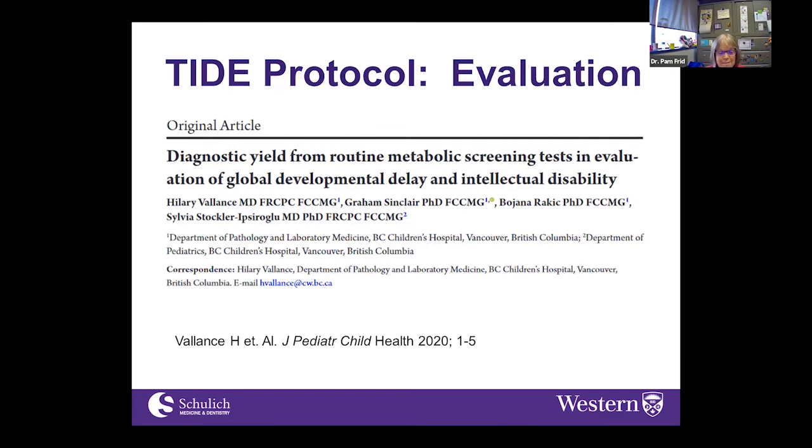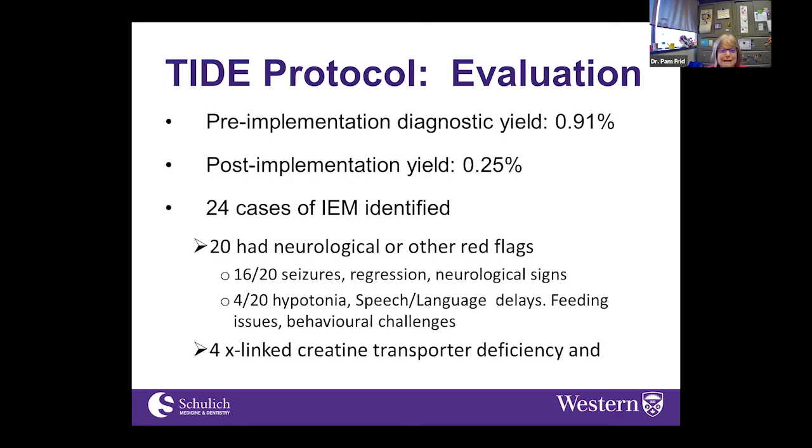So in December last year, the people who developed the TIDE protocol published an evaluation. Did it actually work? And it turns out it doesn't. They found, as you might expect when you put things into widespread use, that the number of cases of children with an inborn error of metabolism actually dropped from 0.91% to 0.25%. So there was a huge expense that the health system underwent to test all of these children. In British Columbia, over 5 years, they only identified 24 cases with an inborn error of metabolism using this protocol.